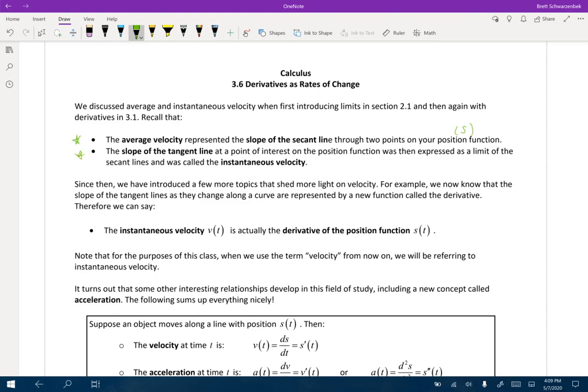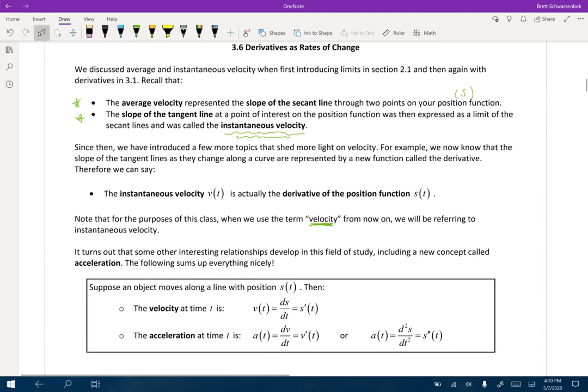We also took the slope of the tangent line at a point of interest on the position function, and that was expressed as the limit of the secant lines, which was called the instantaneous velocity. So FYI, this entire section is based on instantaneous velocity. That's what we're going to focus on. Even though we're going to refer to just the word velocity several times, when we say that, we mean instantaneous velocity. That's going to be the key of the section.